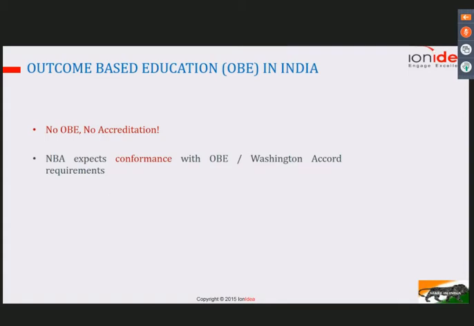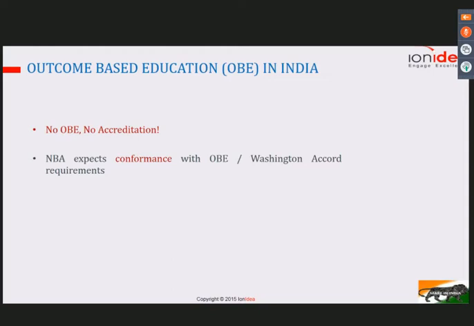So now, as we all know, today we have gathered here to discuss the NBA part and the OBE, that is outcome based education system in India. Why has it come into the picture for the engineering institutes? As we all know, without OBE and without accreditation, the institutes will not be able to get some of the funds. Also the accreditation, National Board of Accreditation, accepts conformance with OBE as well as Washington Accord requirements.